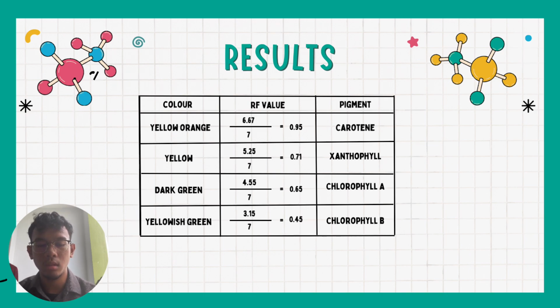And then the last one is yellowish pink, whose Rf value by calculation is 3.15 divided by 7, and we can get the Rf value is 0.45, and the pigment is chlorophyll B.